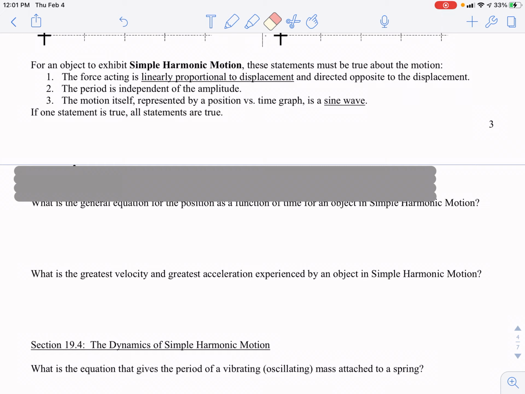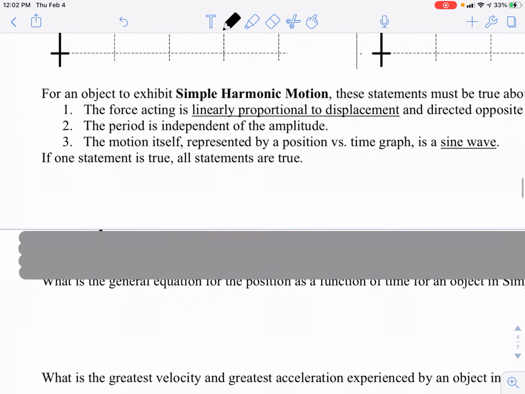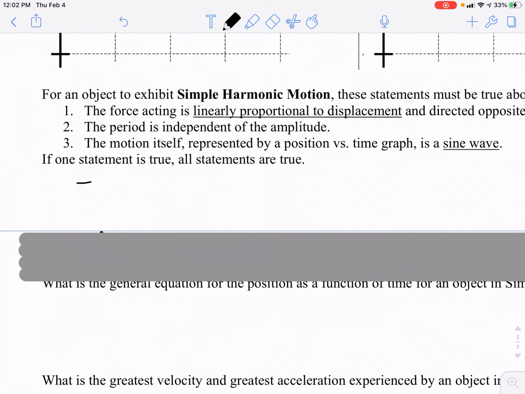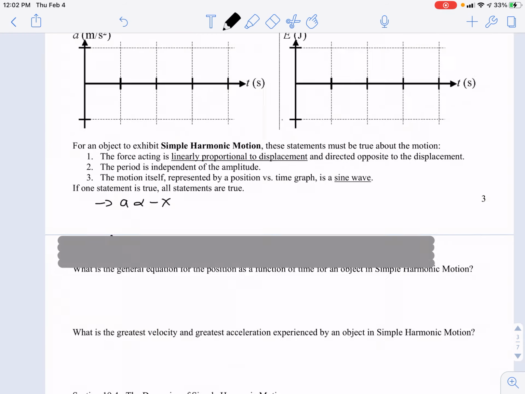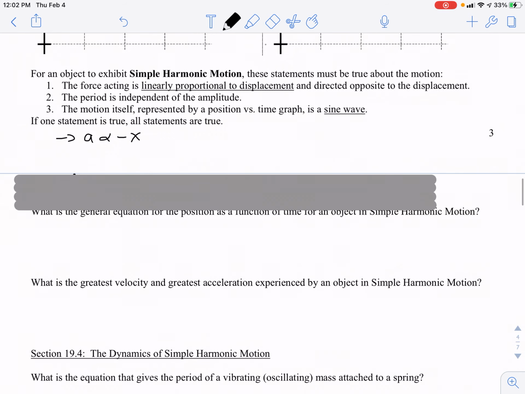And 3, the motion itself is represented as a sine wave. Okay? Again, what makes simple harmonic motion possible? The acceleration is proportional to the negative of the displacement. Why is this? Because all objects in simple harmonic motion undergo a restoring force.